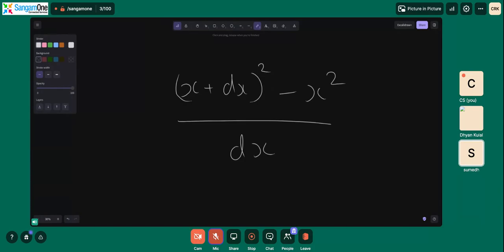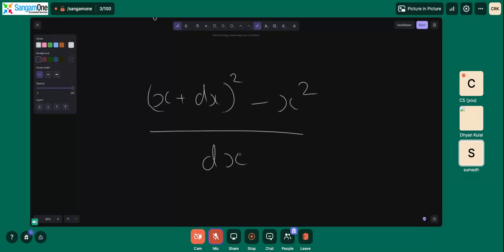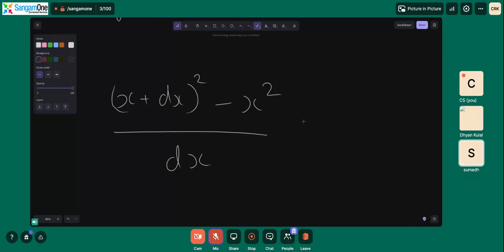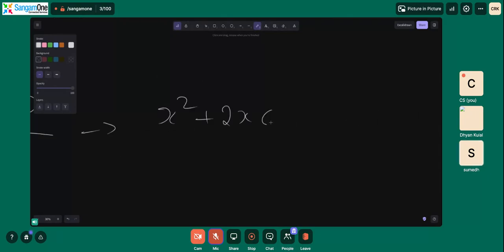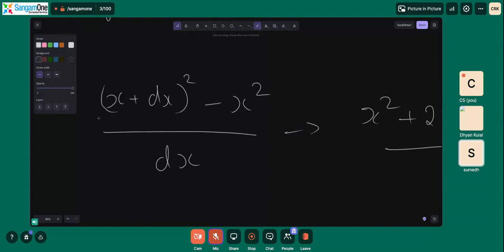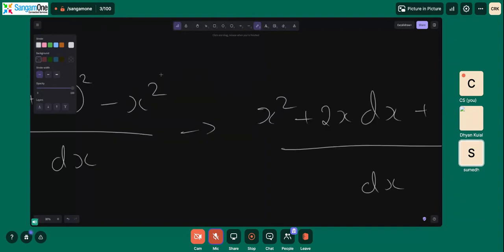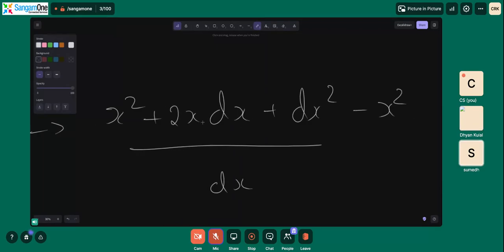Can I simplify this? Can I expand it? Yes, I can. What is x plus dx square? That is x square plus 2x dx plus dx square, minus x square, whole by dx. I'm just expanding a plus b whole square into a square plus 2ab plus b square. I hope it is clear.